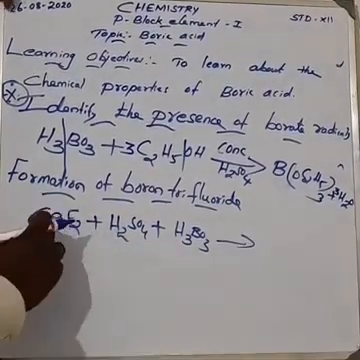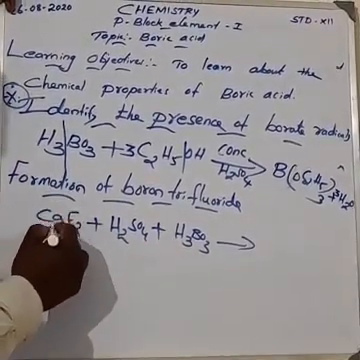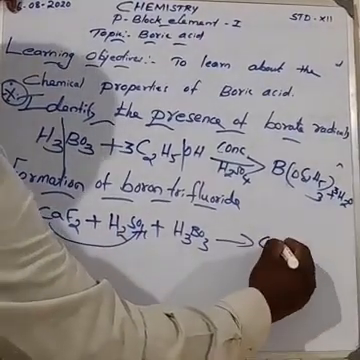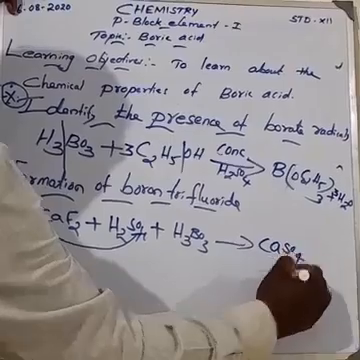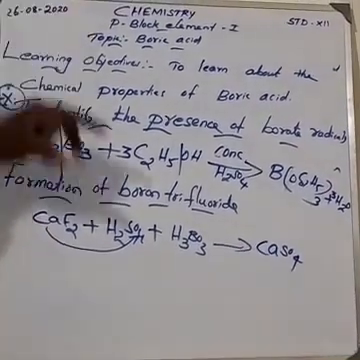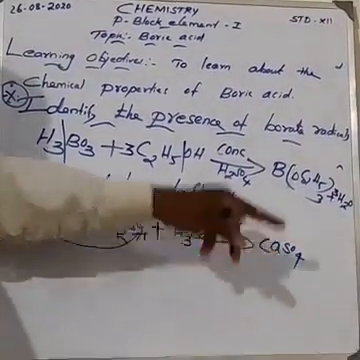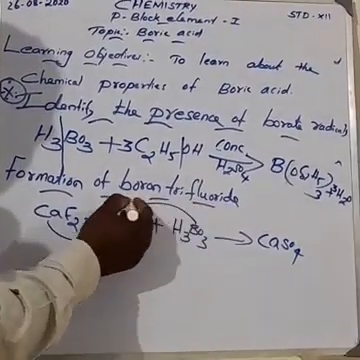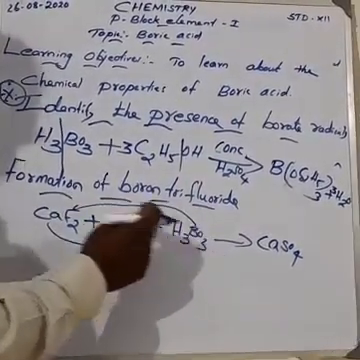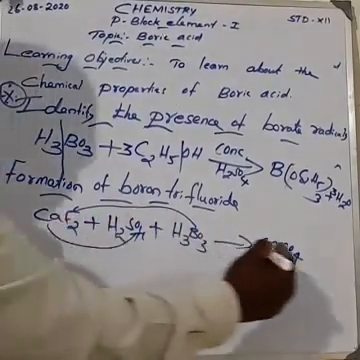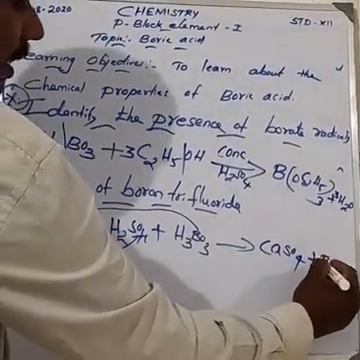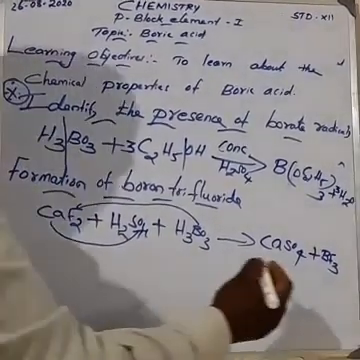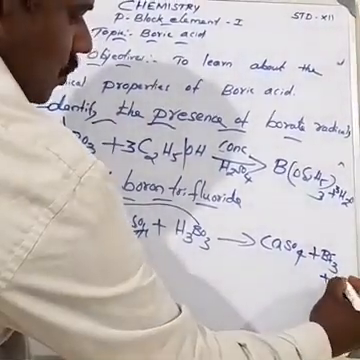Here the calcium combines with sulfate to form CaSO4. What is CaSO4? Calcium sulfate. Here our product is boron combines with the fluorine, we get BF3. Boron trifluoride. And also the water is also one, H2O.